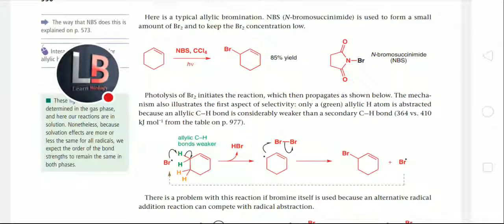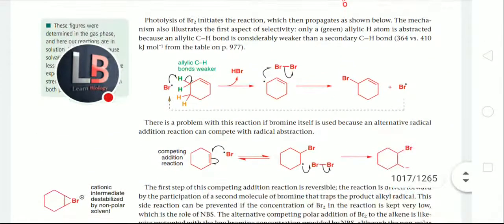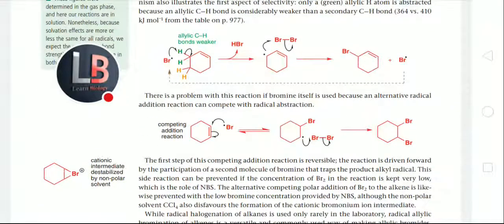The mechanism also illustrates the first aspect of selectivity. Only the green allylic hydrogen is abstracted, because the allylic C-H bond is considerably weaker than the secondary C-H bond. There is a problem with this reaction if bromine itself is used, because an alternative radical addition reaction can compete with radical abstraction.